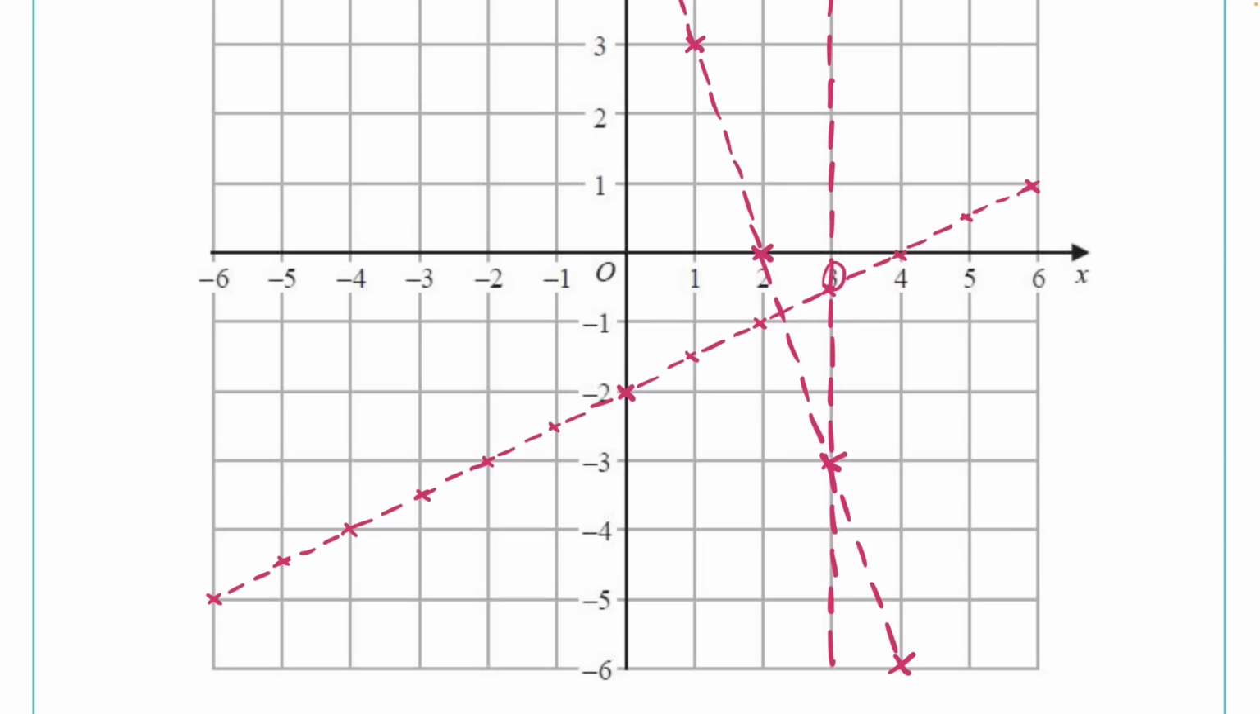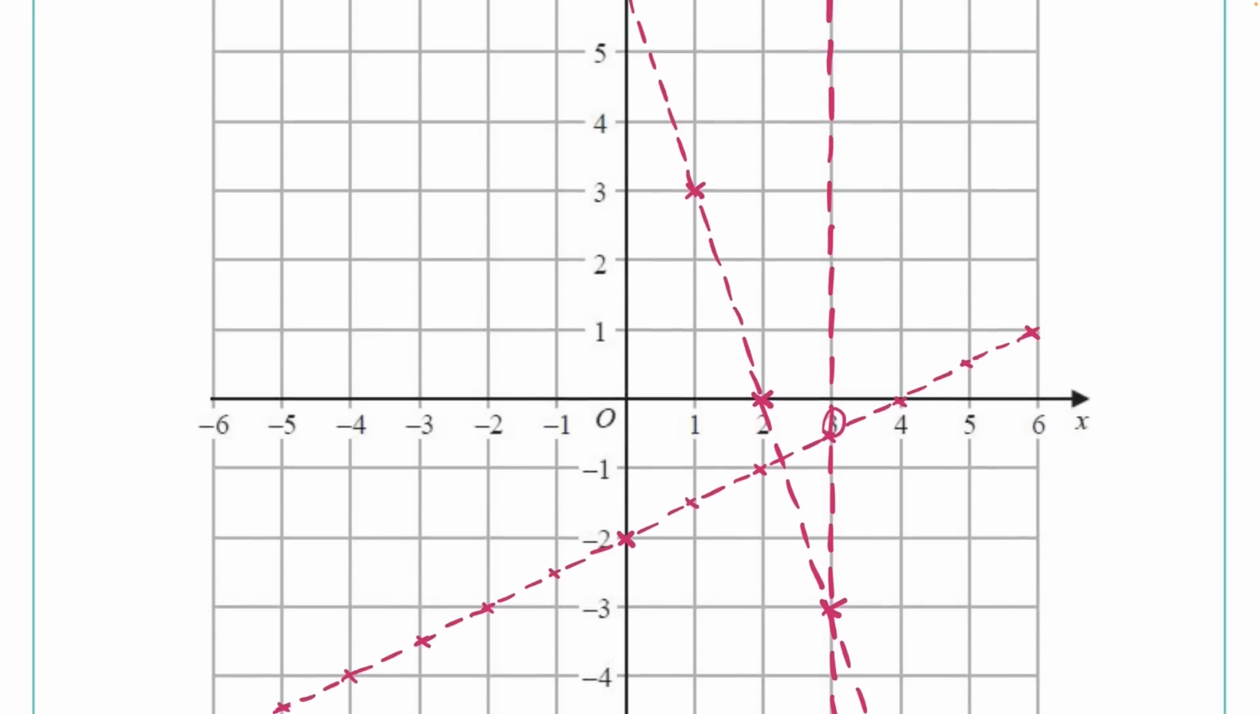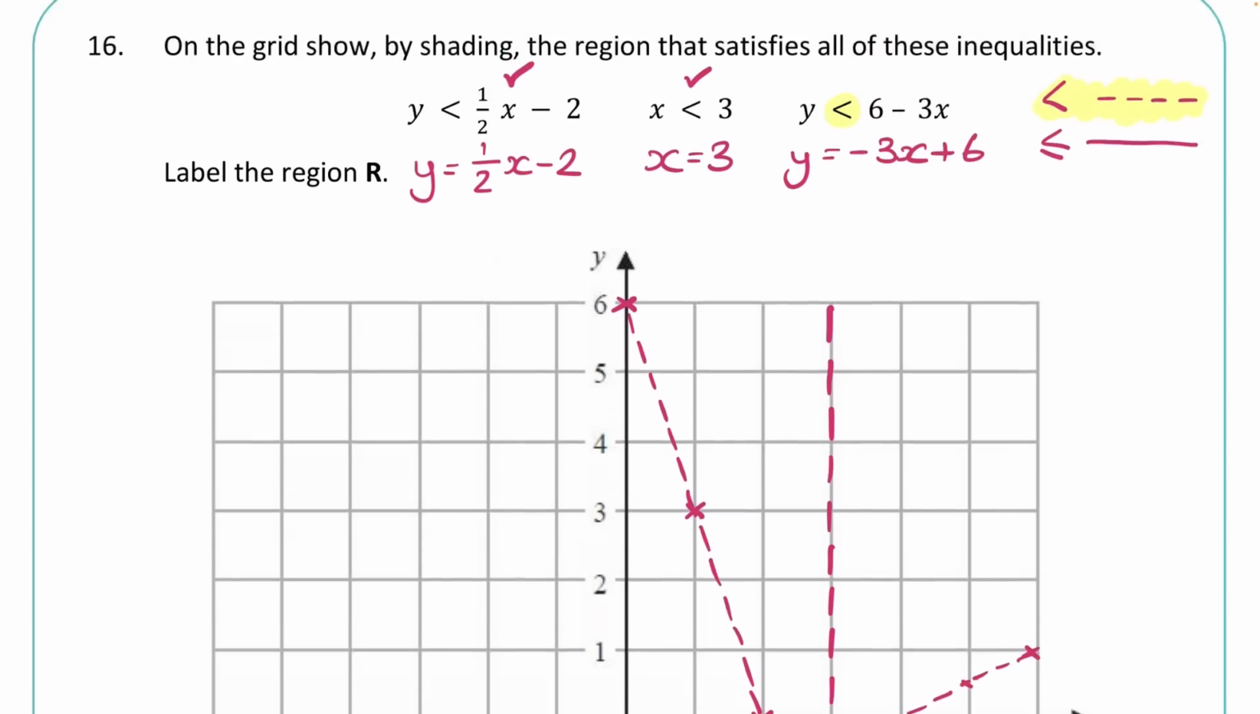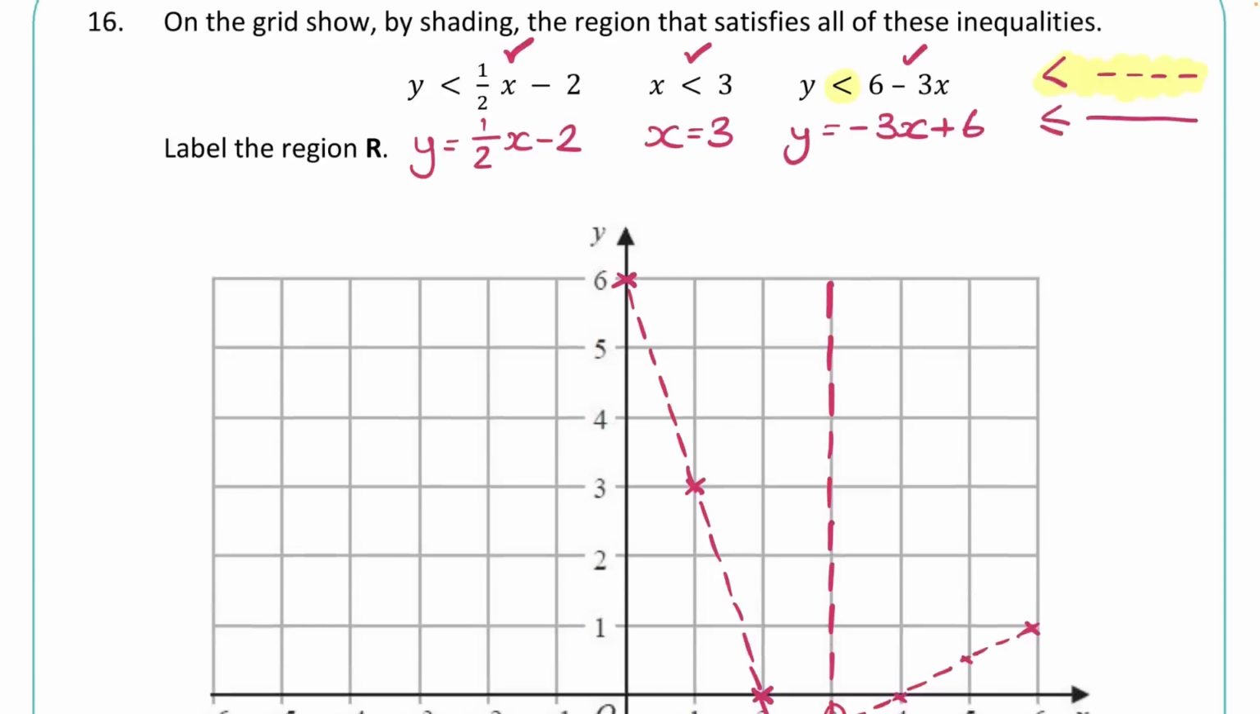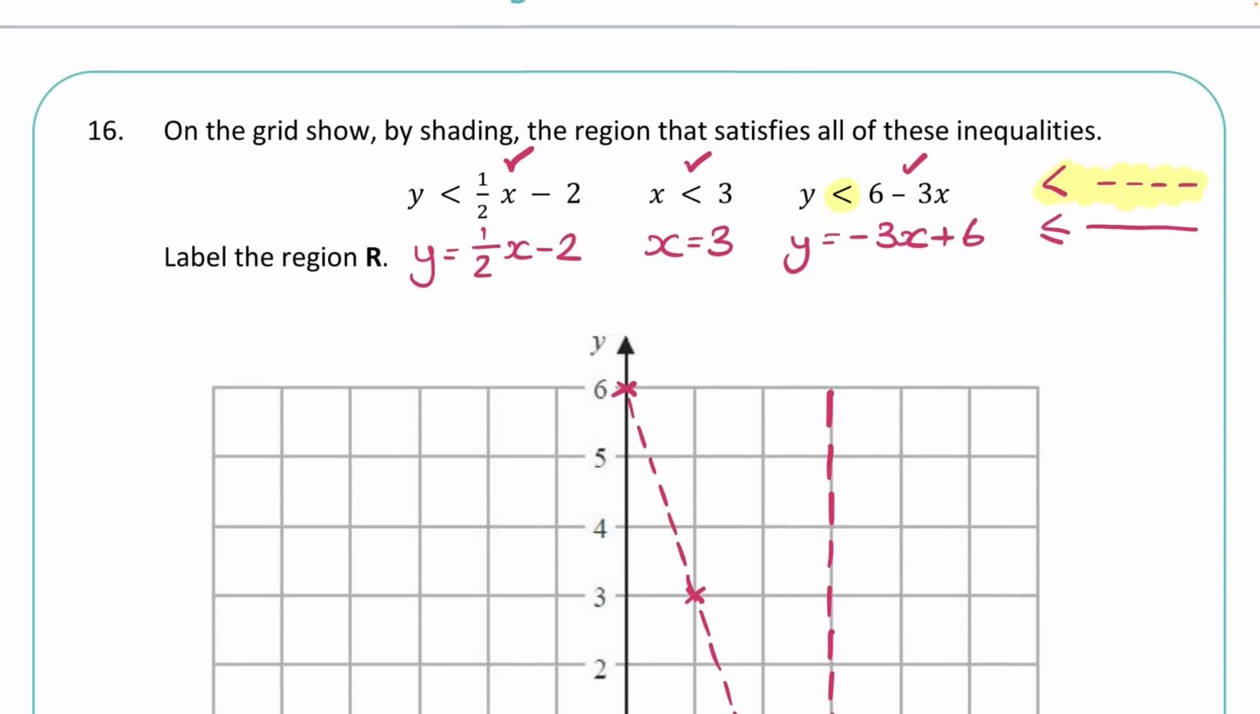So we have to label the region that satisfies these inequalities. Now a few things can help. We know that x has to be less than 3. That's that middle one here. x has to be less than 3.